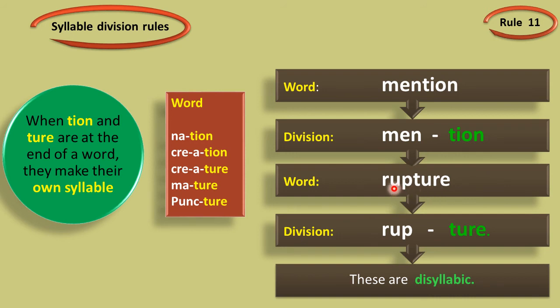In the same manner, rupture. Rupture is a word, and the division of this word is RUP and TURE. And what is the rule? When a word ends in TURE, the word is divided just before TURE. Here, before TURE, there is a division: RUP and TURE. So anyway, these two are disyllabic words. Got it?